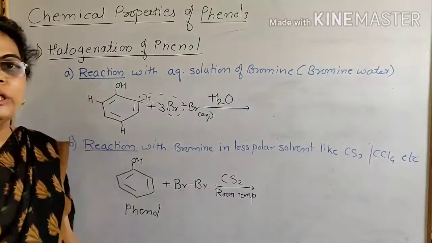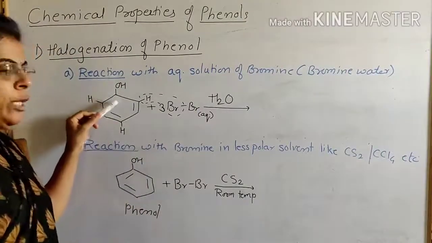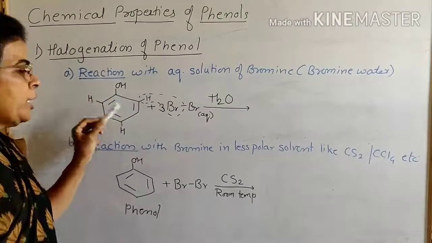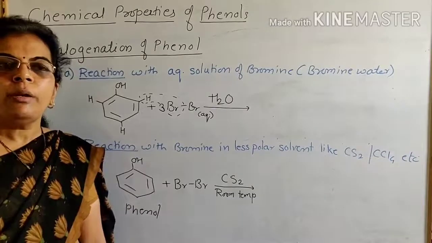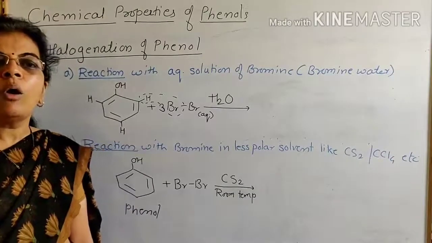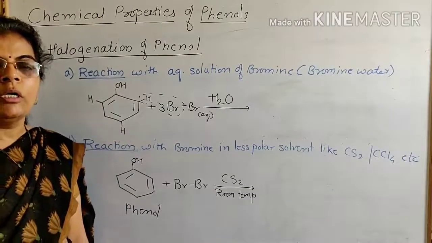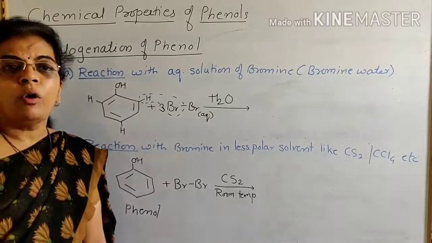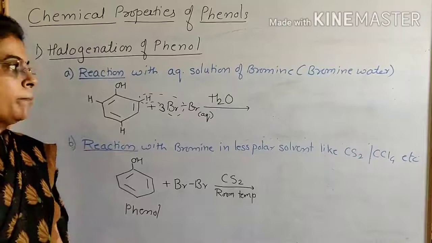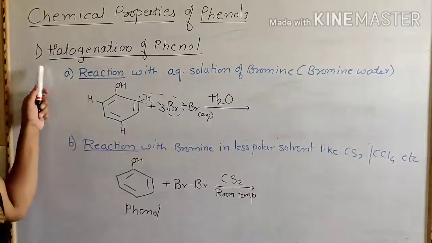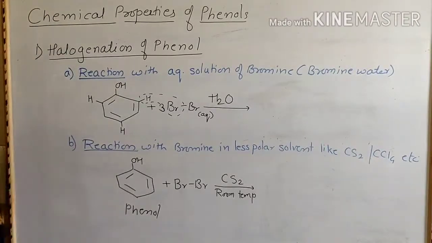This OH group is an electron donating group which resonates in the benzene ring, and electrophilic substitution can easily take place at ortho and para position. The OH group present in phenol activates the benzene ring for electrophilic substitution reaction. Now first we are going to see halogenation of phenol.